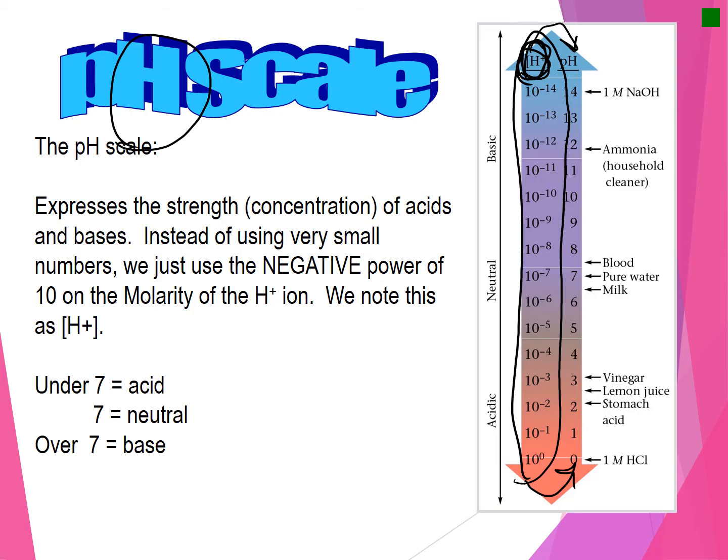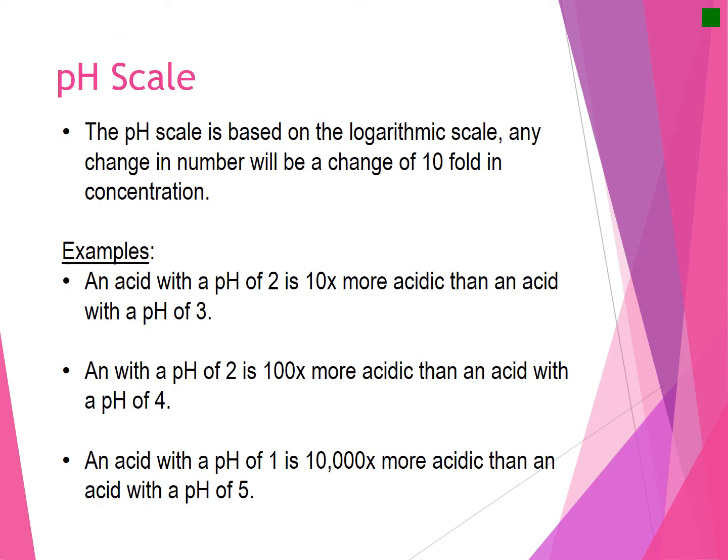All right, but what you need to note is when you convert the hydronium concentration, which is that H plus, which represents its molarity, into your pH, anything that's under 7 is an acid, anything that's at 7 is neutral, and anything that is over 7 is a base. Okay, the pH scale is based on the logarithmic scale. So any change in number will be a change of 10-fold in concentration. Once again, I don't expect you right now to understand the conversions between the H plus and the pH scale. We'll get into that in another video.